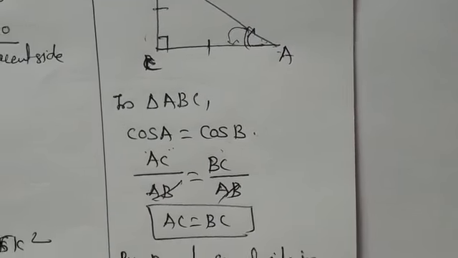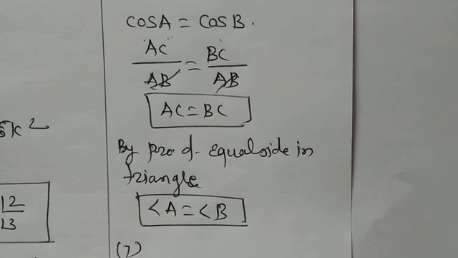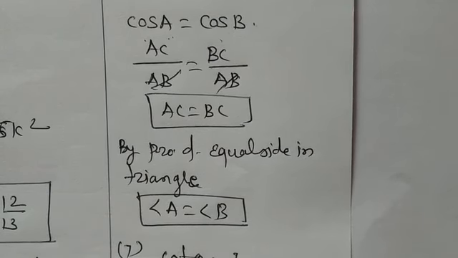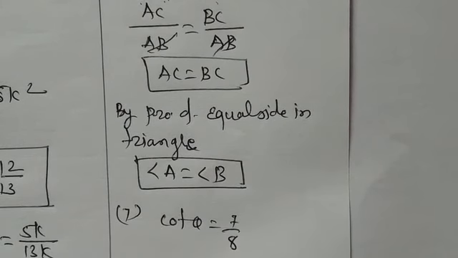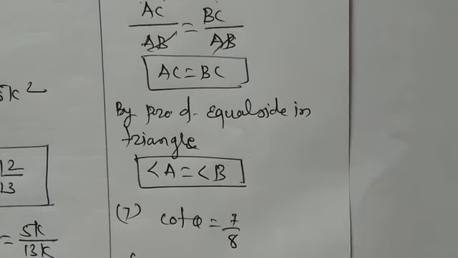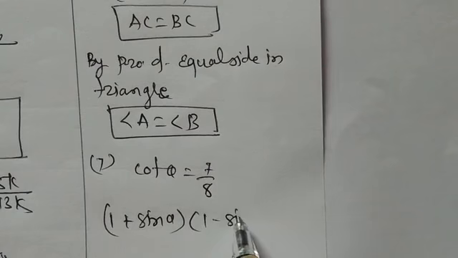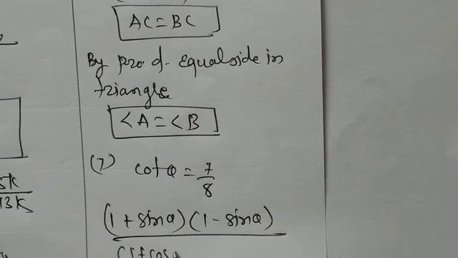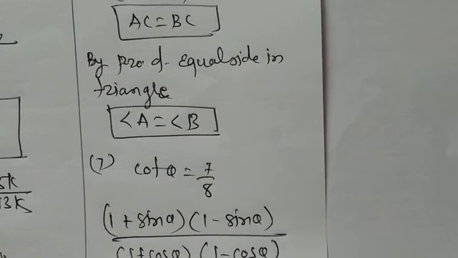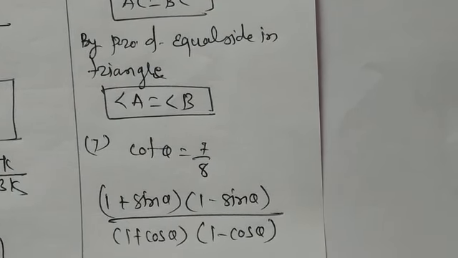Number 7 example is the same way. We are given that cot theta equals 7 by 8. Then find the value of (1 plus sin theta)(1 minus sin theta) upon (1 plus cos theta)(1 minus cos theta). We have to find 1 plus sin, 1 minus sin, 1 plus cos and 1 minus cos.